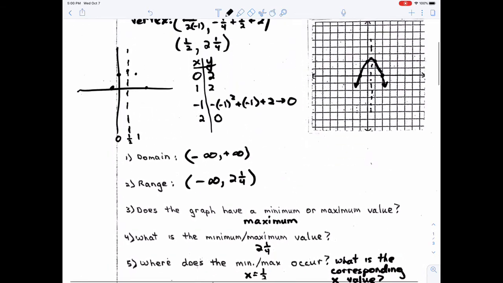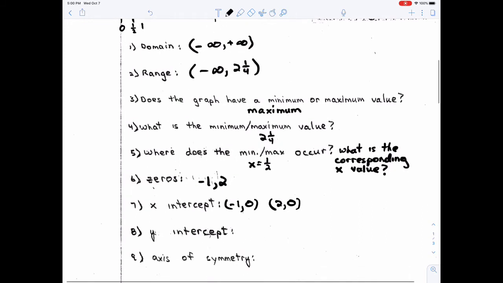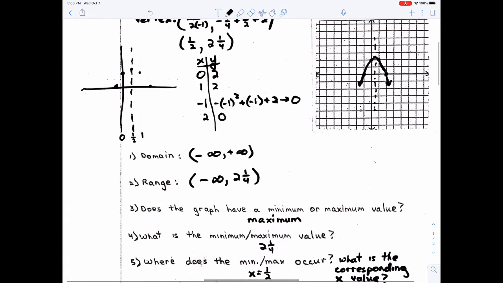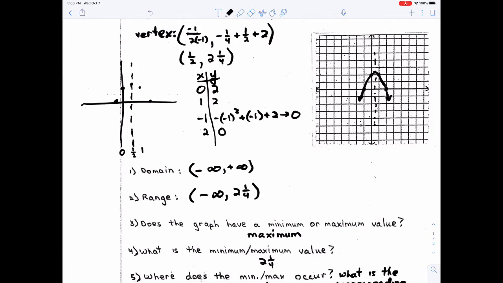Okay, what's the y-intercept? Well, if you look at the graph, the y-intercept is going to be 2, and it's 0 comma 2. What's the axis of symmetry? Well, what's this axis of the line of symmetry? It's a vertical line. What's the equation of every vertical line? We haven't done this for a while, but it's x equals whatever number it is. Well, what number is that? It's a half, right? Because the vertex is 1/2 comma 2 1/4.